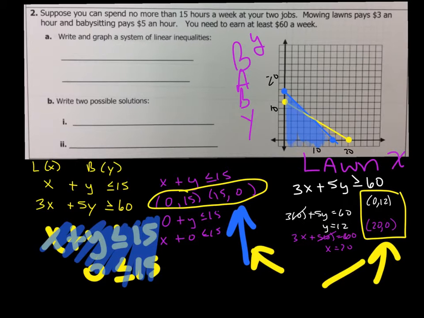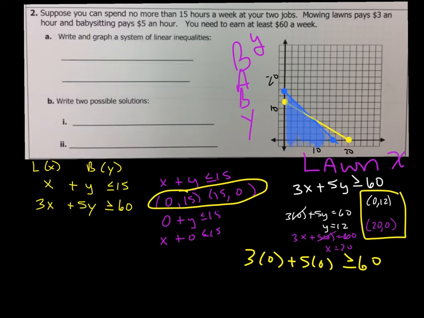Now, I'm going to do the other one in yellow. Okay? So in this one, let me erase some of these things. All right, now, so I've plugged in 0 for x and 0 for y. Notice you end up getting 0 is greater than or equal to 60. Well, we know that 0 is not greater than 60. So, therefore, this is not true. Therefore, I have to shade above.